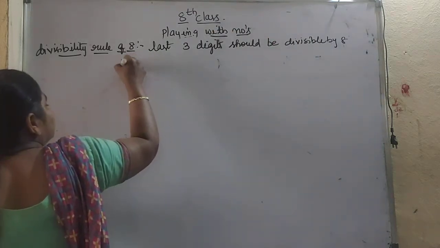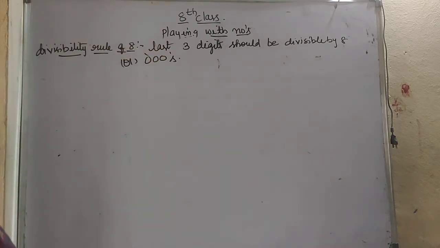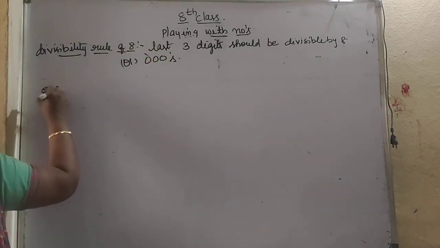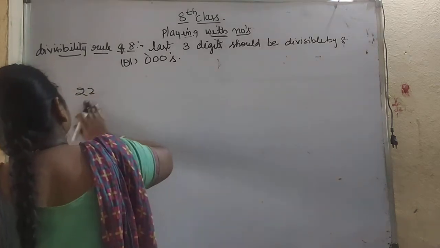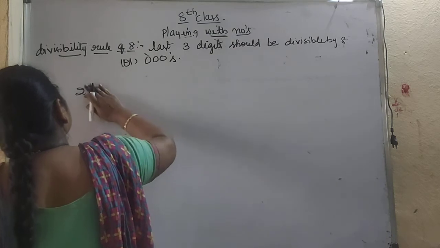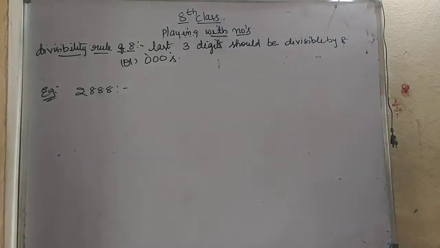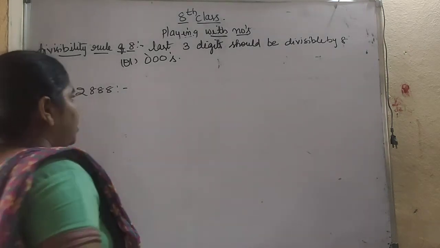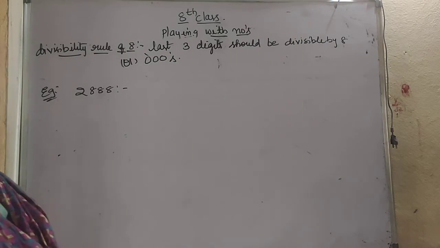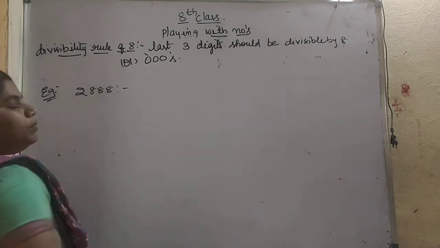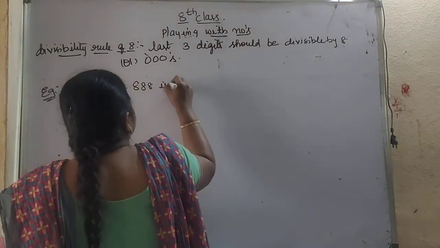Or they can be zeros. Okay, take one example here, 2888. What are the last 3 digits? 888. Is 888 divisible by 8? Yes, 888 is divisible by 8. How many times? 8 times 111 equals 888.